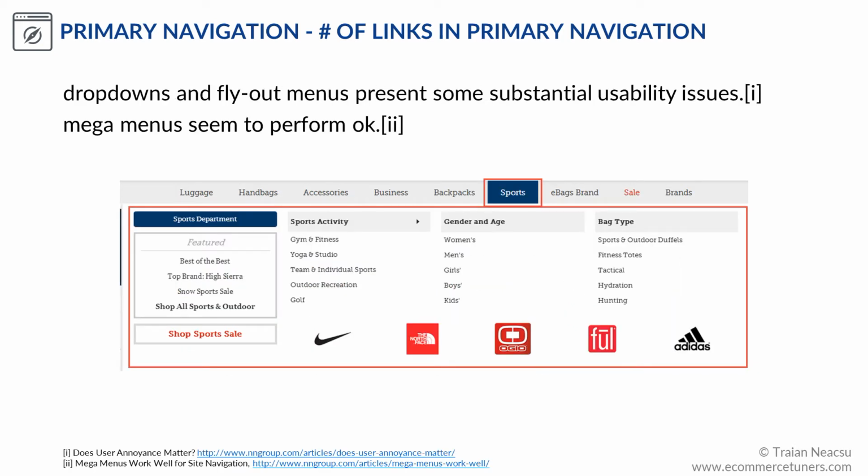Usually triggered at mouse over, the drop-downs and flyout menus present some substantial usability issues. However, mega menus seem to perform okay. Refer to these two articles for more information on the usability of sub-navigation menus. In this screenshot, you can see an example of what's called a mega menu. As you can see, a mega menu can include more than just a list of links.